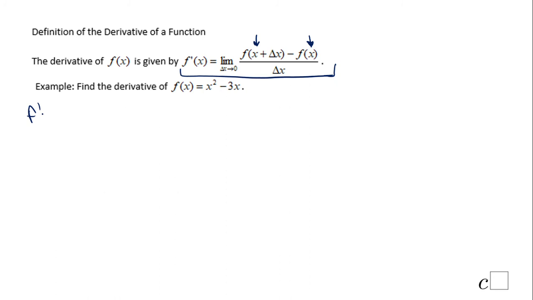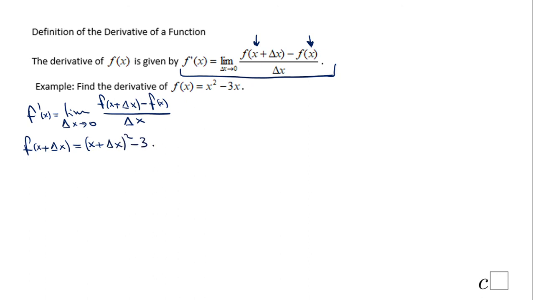So the derivative of this function will be the limit when delta x approaches 0 of f of x plus delta x minus f of x over delta x. So we have to evaluate f of x plus delta x, and that will be x plus delta x squared minus 3 times x plus delta x. So in this case we have x squared plus 2x delta x plus delta x squared. This is the first part. And then here, distributive property, minus 3x minus 3 delta x.